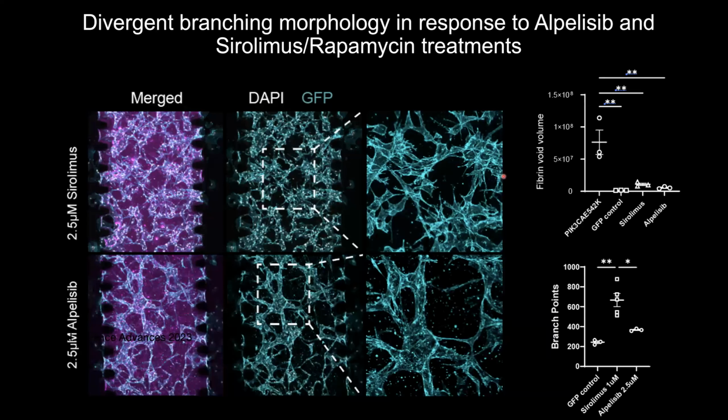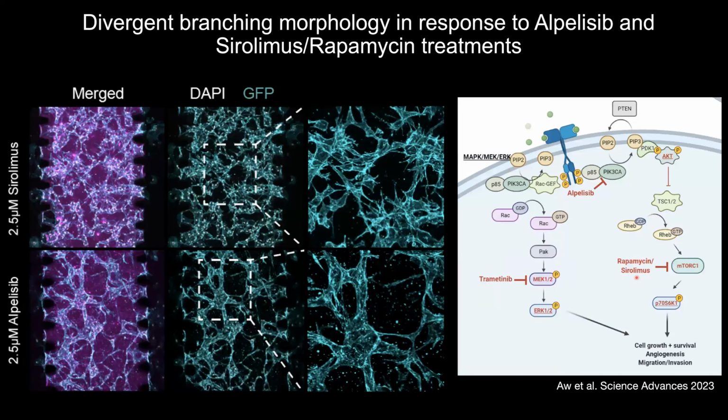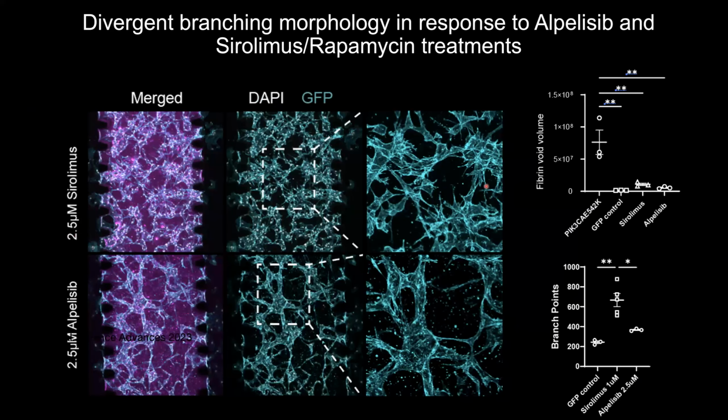So the first thing that we did was test two of the compounds that are being clinically evaluated in the treatment of vascular malformations, so rapamycin or sirolimus, and alpelisib, which is a PIK3CA inhibitor. And interestingly, we expect that these two compounds, sirolimus here and alpelisib up here, the PIK3CA inhibitor, to work similarly, just at different points in the pathway.